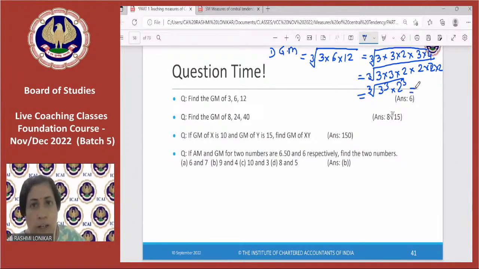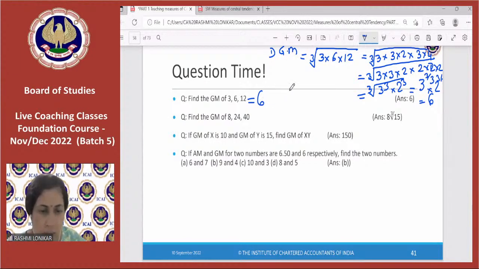Now we have studied in indices. This will be 3 raised to 3 upon 3 into 2 raised to 3 upon 3. So 3 upon 3 is 1. That means 3 raised to 1, 2 raised to 1. The answer is 6. So what is the geometric mean of 3, 6, 12? It is 6.